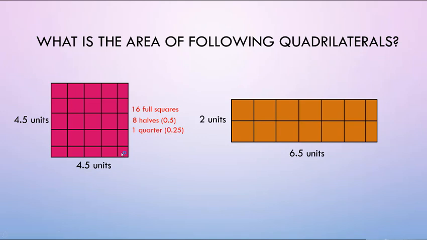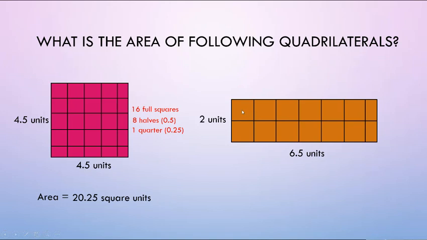Now let's add them together. So 8 halves will make 4 full squares. So 16 plus 4, 20, and plus 1 quarter is 20.25 square units. So the area of this square is 20.25 square units. What about this rectangle? How many squares are inside?